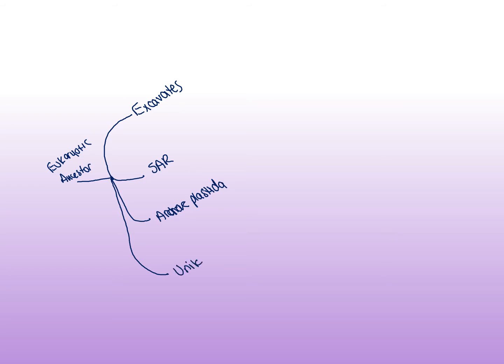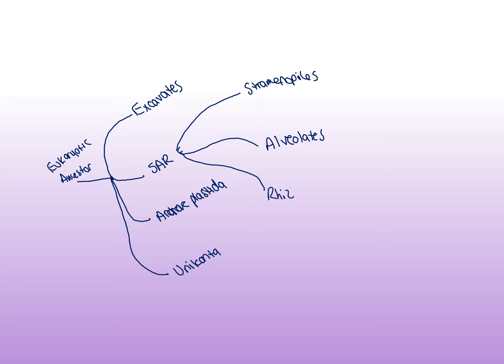And then remember we have the Archaeplastida. And then we have the Uniconta. Okay, so the SAR clade divides into three groups. The straminophiles, and then we have the alveolates. And each of these divides into different categories, right? So we're going to further divide these, and then the rosarians.